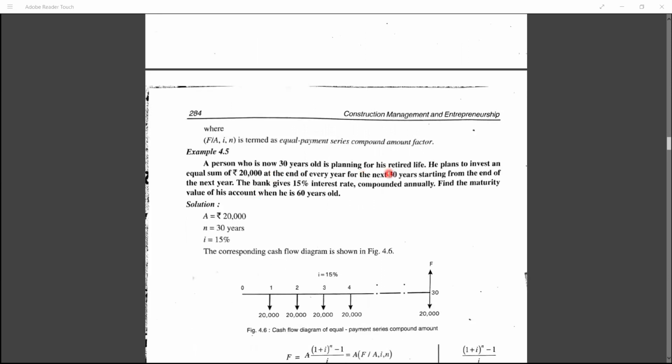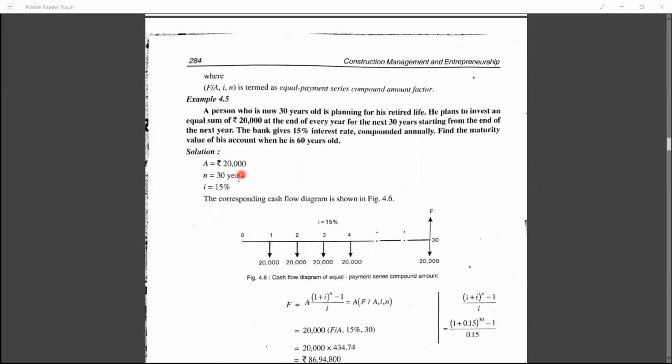planning for his retired life. He plans to invest an equal amount of rupees 20,000 at the end of every year for the next 30 years, starting from the end of next year. The bank gives 15% interest rate compound annually. Find the maturity value of his account when he is 60 years old. So here A value is given 20,000, N is 30 years, I is 15%.